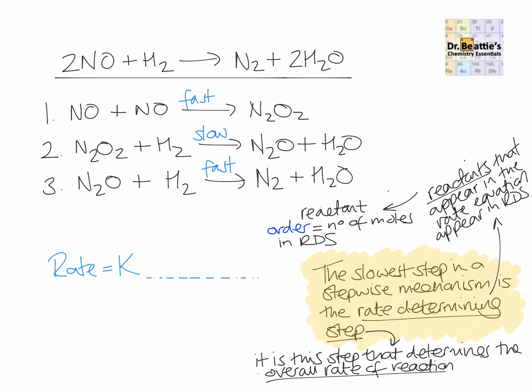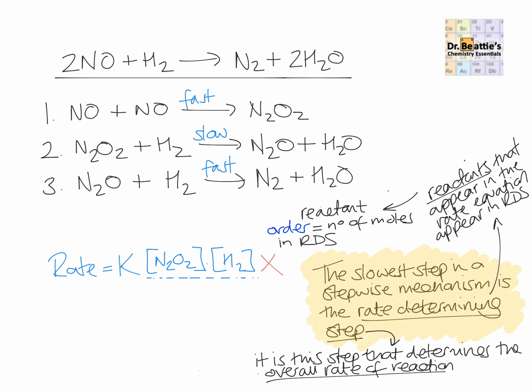Okay, if you came up with the rate equation of k[N2O2], first order, and [H2], first order as well, because these are the reactants in this slow step, then I can see what you've done, but unfortunately that's wrong.